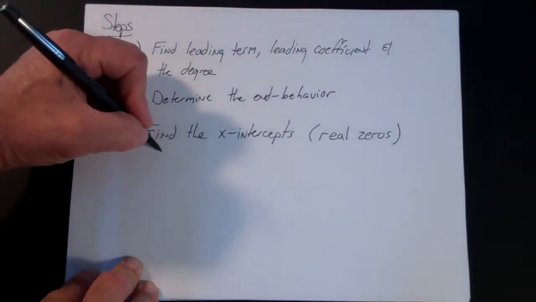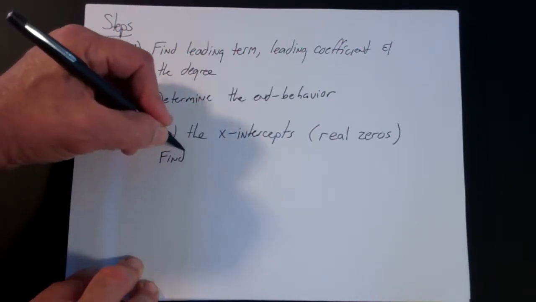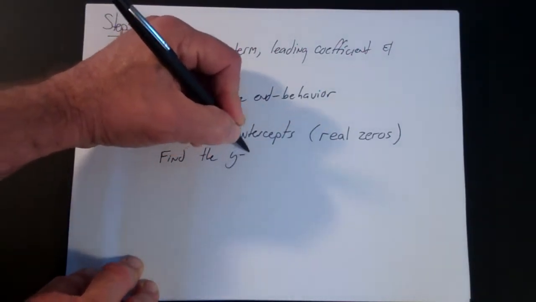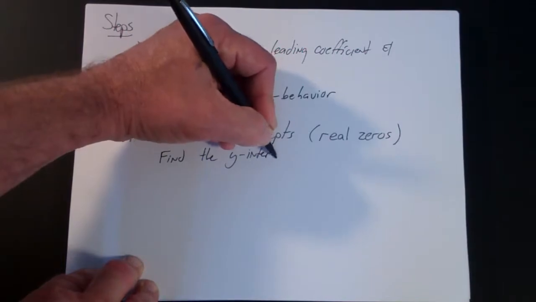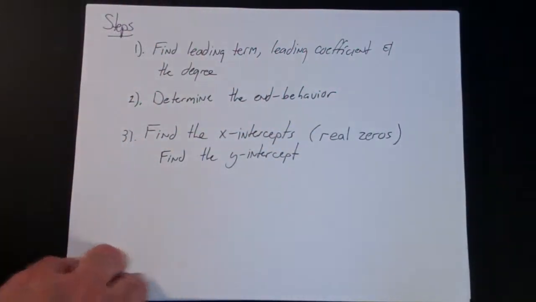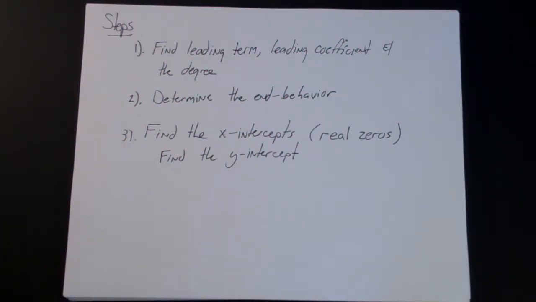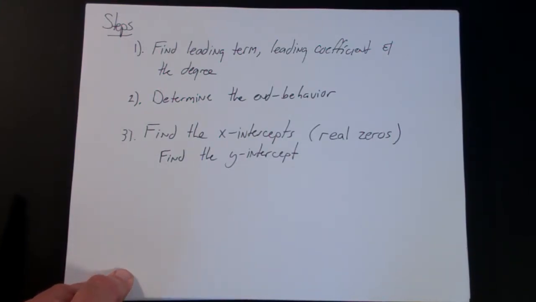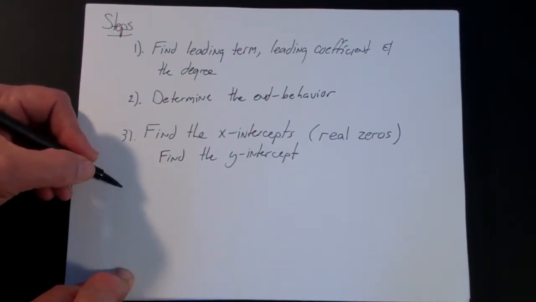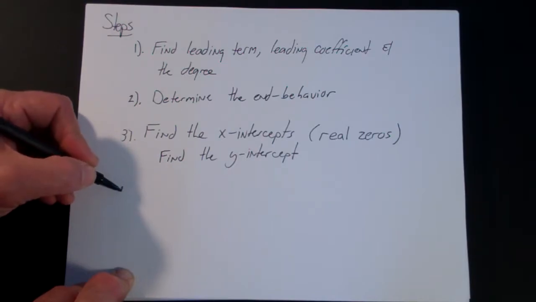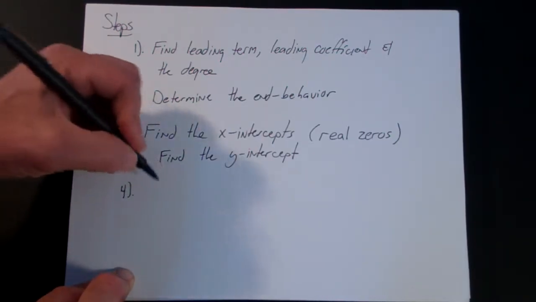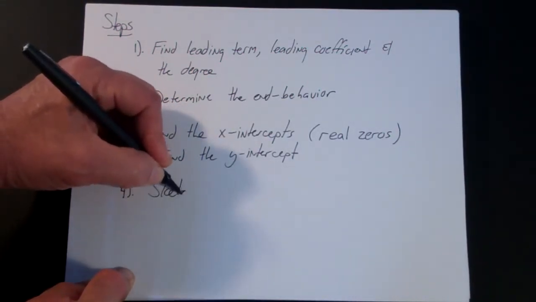At this step, an optional step is to find the y-intercept. It gives you a little bit more information. You can definitely graph it without it, but it's helpful. The fourth step is you simply sketch the graph.